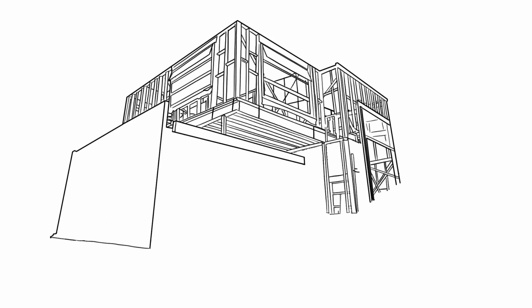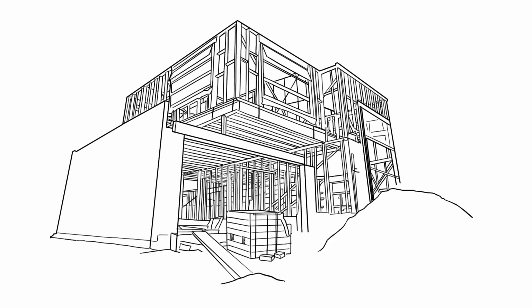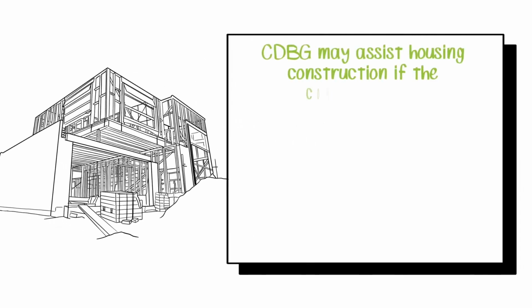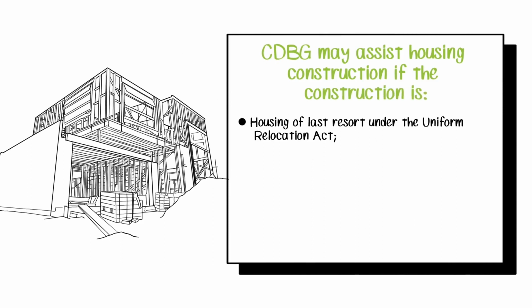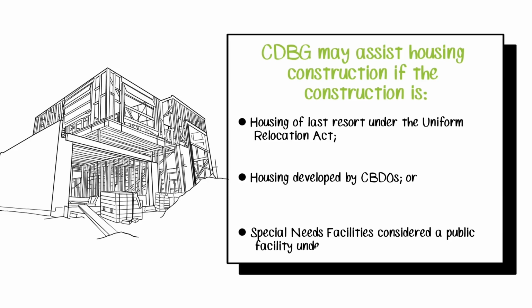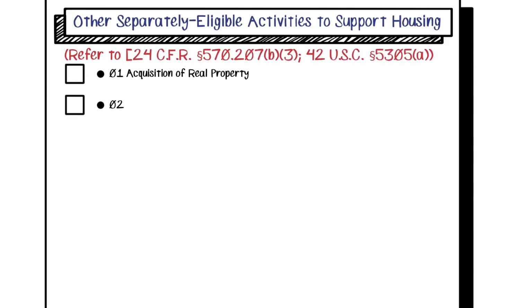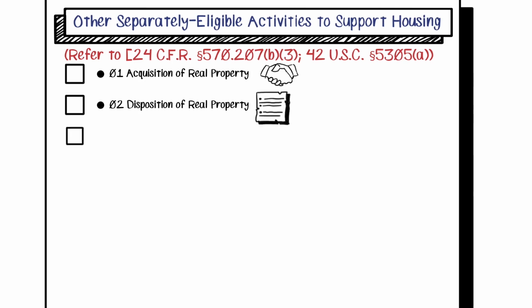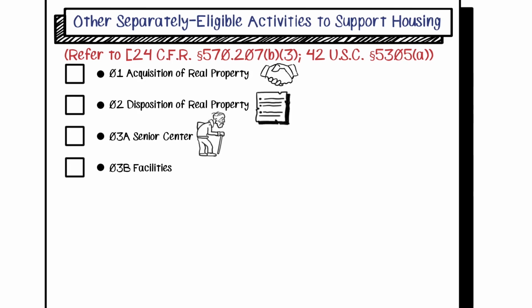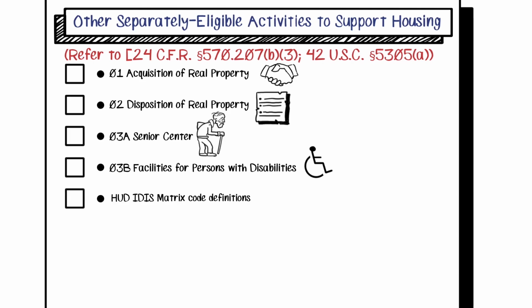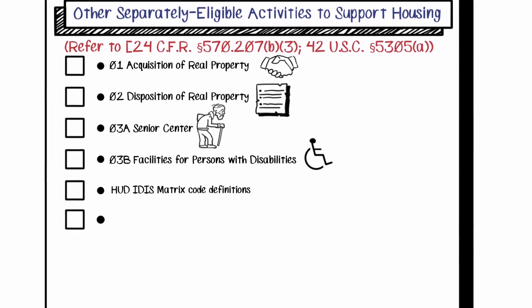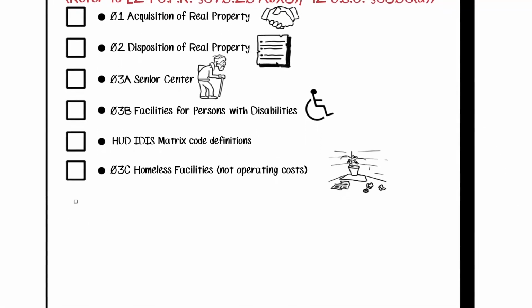In the live training video, which can be found at the end of this module, we learn that CDBG cannot be used for new construction of housing, except when the construction is housing of last resort under the Uniform Relocation Act, housing developed by CBDOs, or special needs facilities considered a public facility under the regulations. For new construction of housing that does not qualify under one of those three exceptions, there are other, separately eligible CDBG activities that may be undertaken to support the low and moderate income housing activity, as shown in the checklist on the screen. The list of HUD IDIS matrix code definitions is a great way to identify the appropriate CDBG eligible activity when setting up the activity in IDIS.